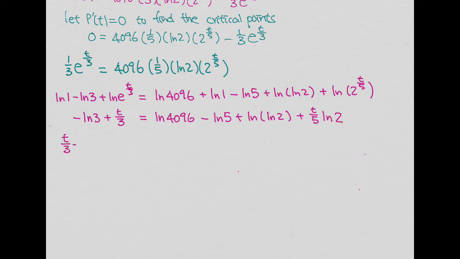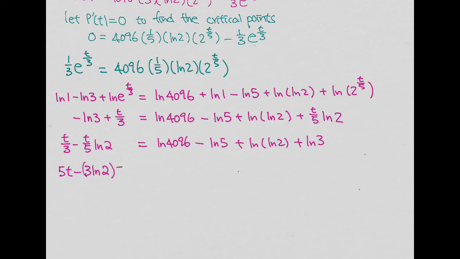So t over 3 minus t over 5 ln 2 equals ln 4096 minus ln 5 plus ln 2 plus ln 3. In order to solve for t, it will be easier if we can get rid of the fractions. So we're going to multiply every single term by the common denominator, which is 15. So when we multiply by 15, you get 5t minus 3 ln 2 t equals 15 times the entire right-hand side.